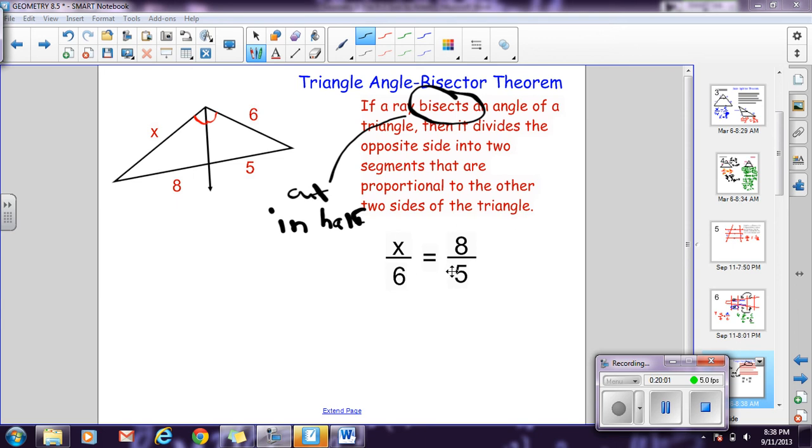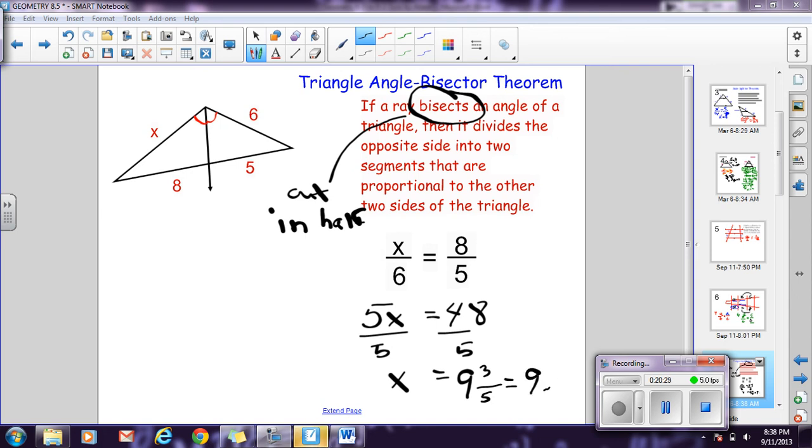x over 6 equals 8 over 5, and we can cross multiply. When we cross multiply, that gets me 5x. 6 times 8 is 48. Divide by 5, divide by 5. x will equal, let's see, 5 goes into 48 9 times. And how many left over? 3 left over, 9 and 3/5, which if you don't know how to convert, 3/5 is really 0.6, so this is really 9.6. Okay. Alrighty, pretty simple stuff.